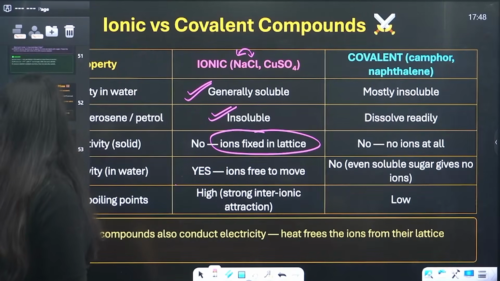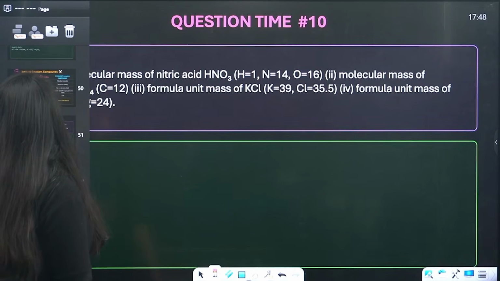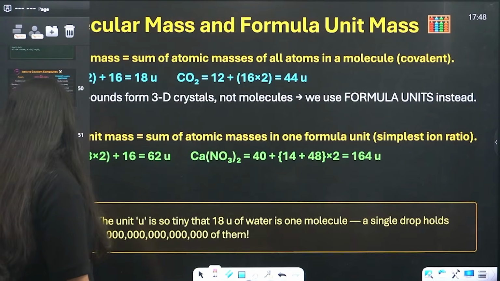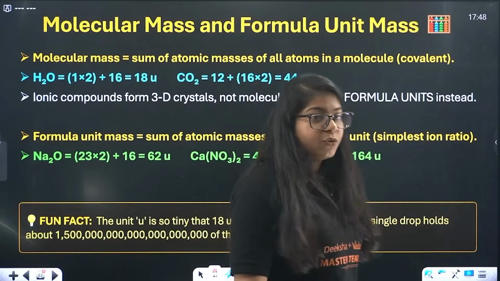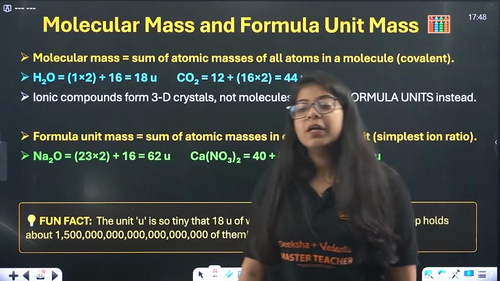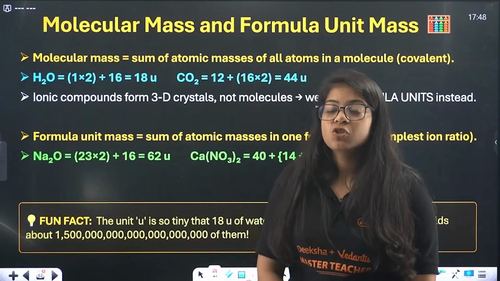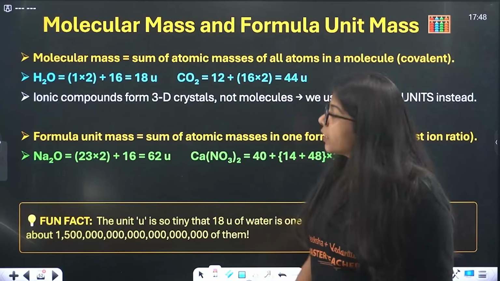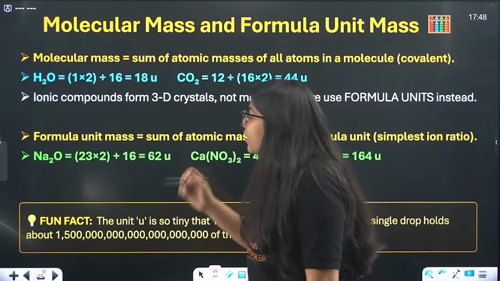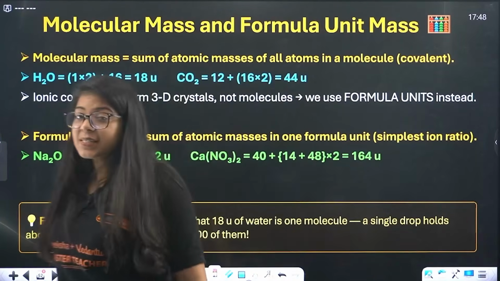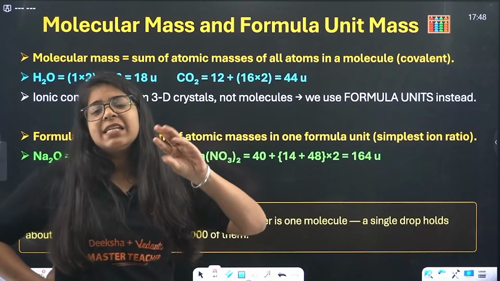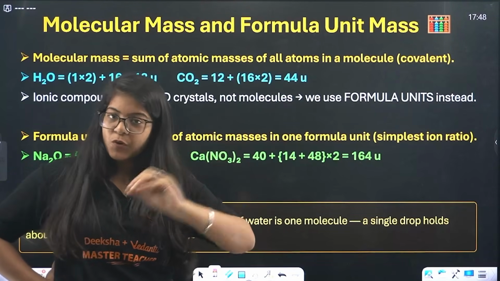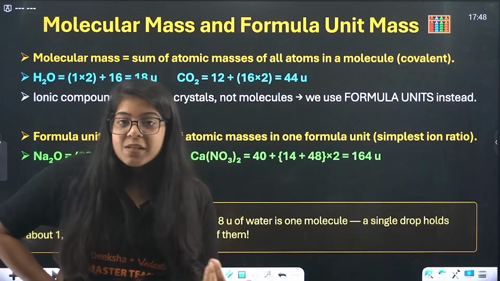Now beta, we have molecular mass and formula unit mass, a very important topic. A question will definitely come from this topic. Ma'am, for H2O you have to learn some of the masses as well. Mostly these will be given in the questions, so you don't have to worry. But what is the molecular mass?